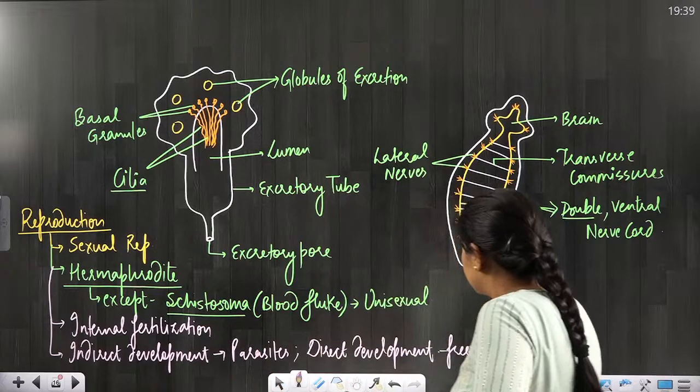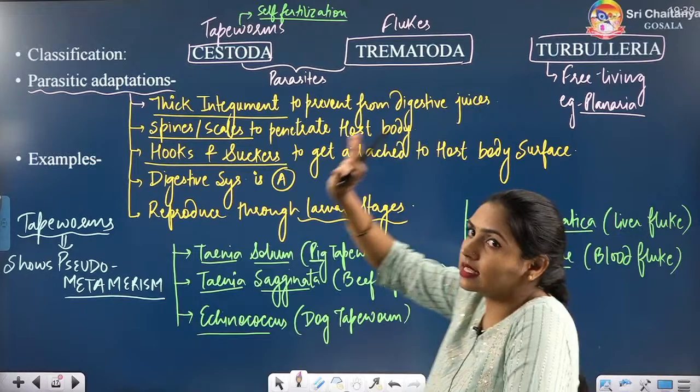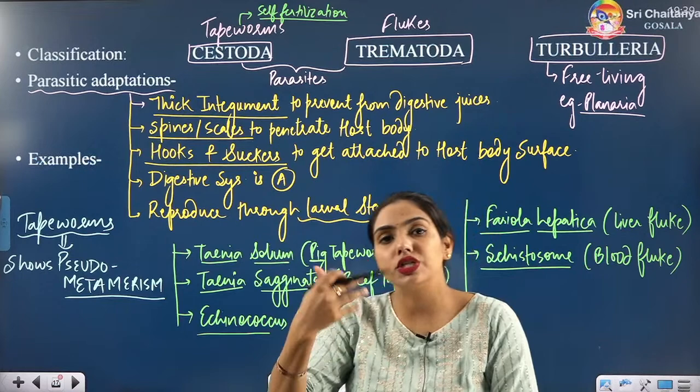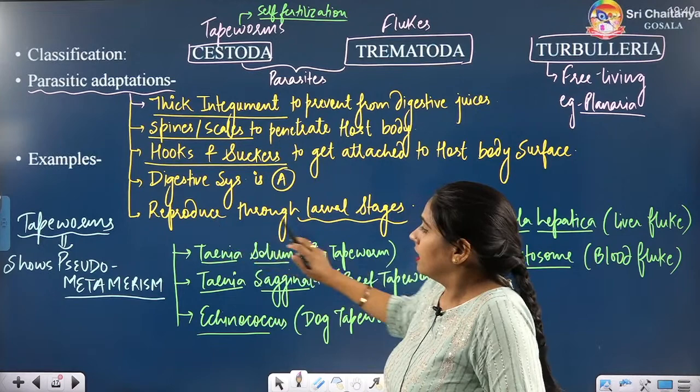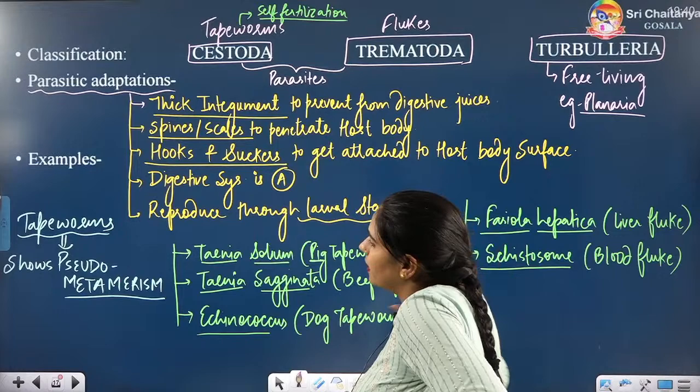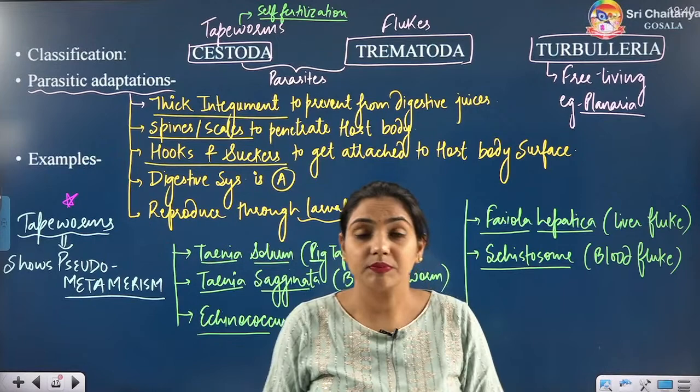And now these are the examples, and you have to remember that as they are mostly parasites, parasitic adaptations will be seen in them. So for example, thick integument, scales and spines, hooks and suckers, absence of digestive system or alimentary canal, reproduction through larval stages. Then the examples you have to remember, and you have to remember that tapeworms show pseudometamerism. So I hope you have understood the phylum Platyhelminthes.